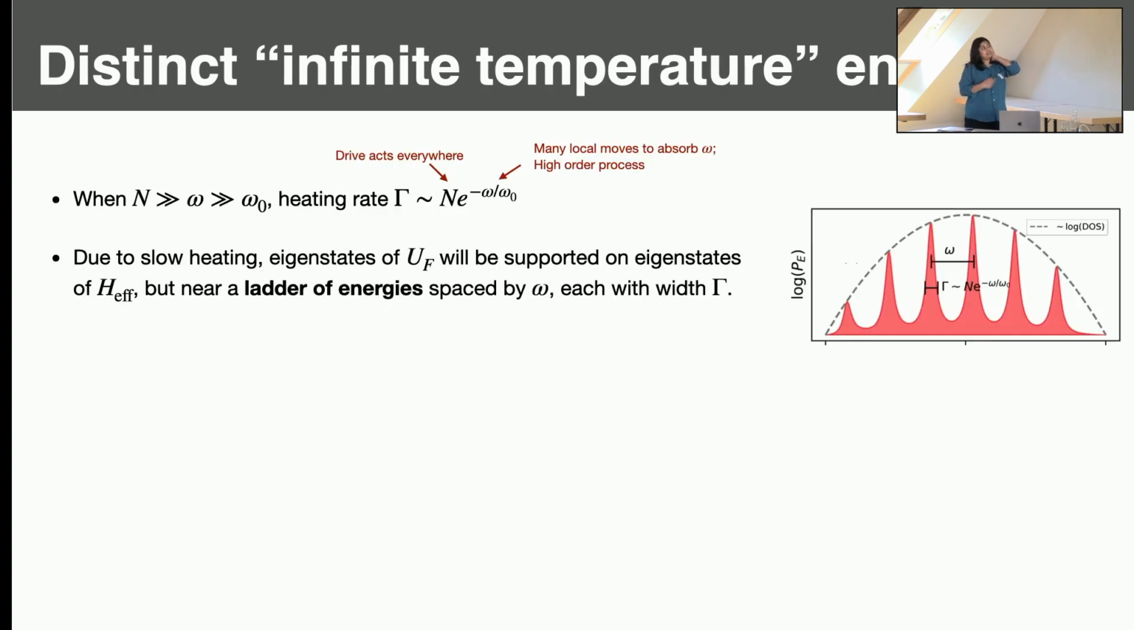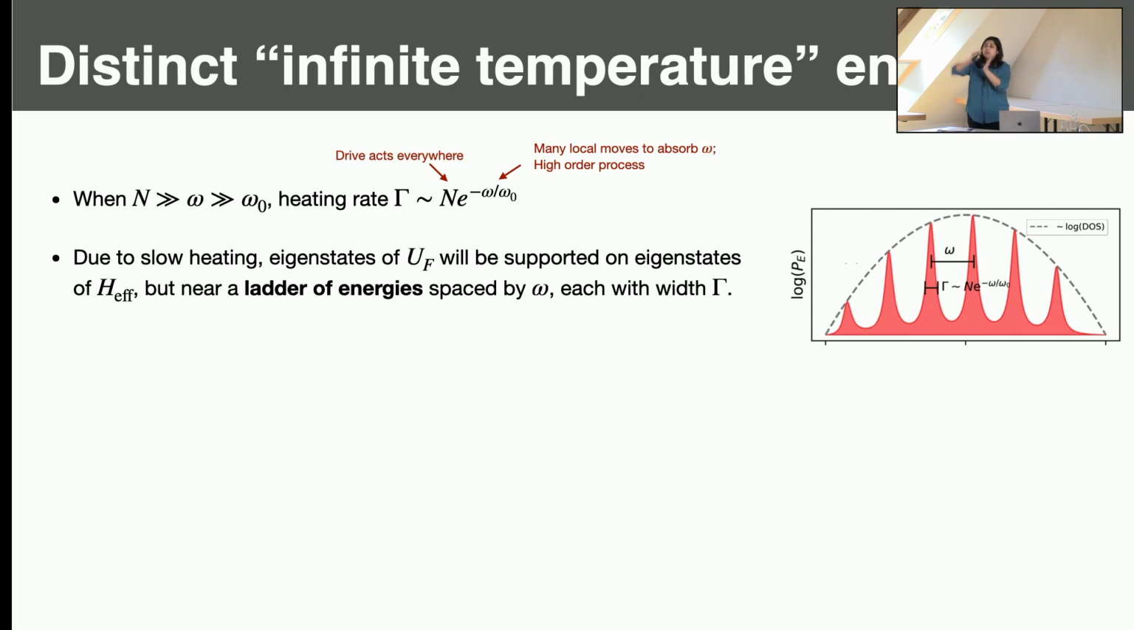So now already we can use this to see how you can get these distinct infinite temperature ensembles. Let's work in this pre-thermal regime where omega is much, much bigger than this local energy scale in the problem, but it's much smaller than the system size or the number of degrees of freedom n. So here you have a heating rate for the system which scales as e to the minus omega over omega naught times n. This exponential dependence is coming from pre-thermalization.